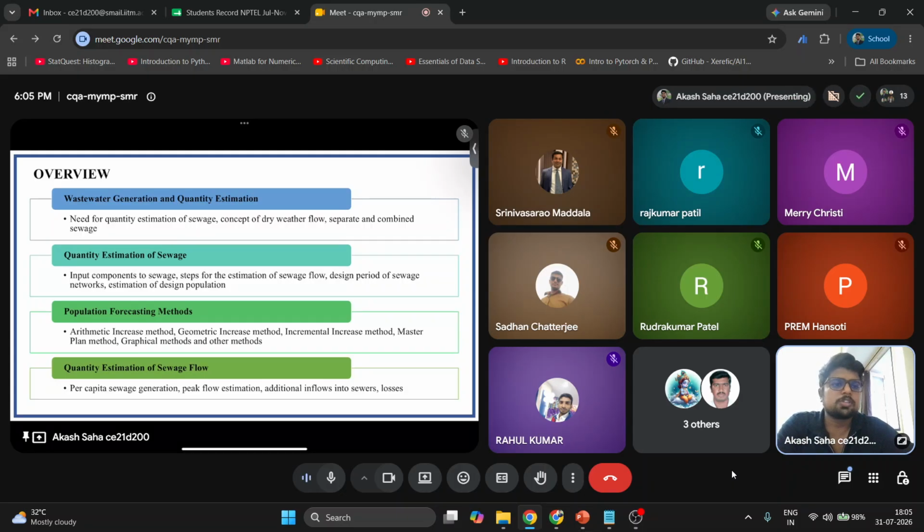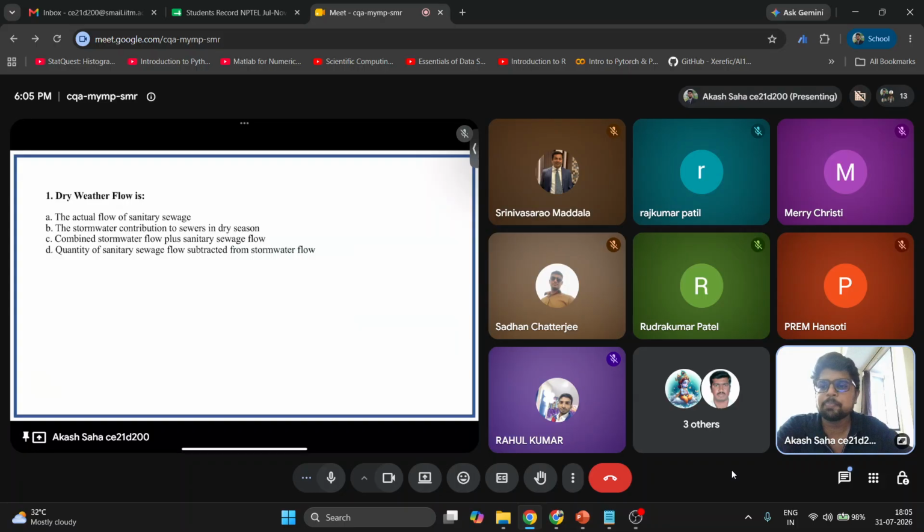So now we'll solve some multiple choice questions, and in that also some numericals will be there. In this week also we won't have any difficult numericals, mostly related to population forecasting and the sewage quantity estimation, and slowly in the subsequent classes we will have more. Okay, so let us start with the first problem.